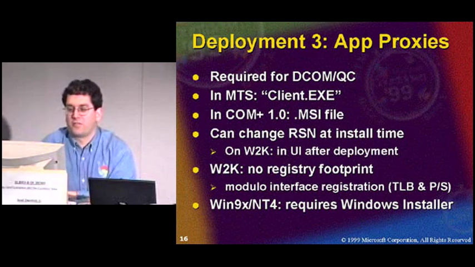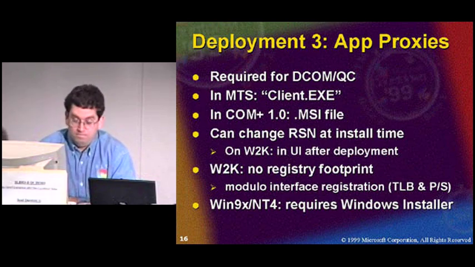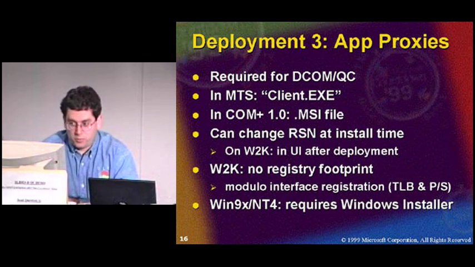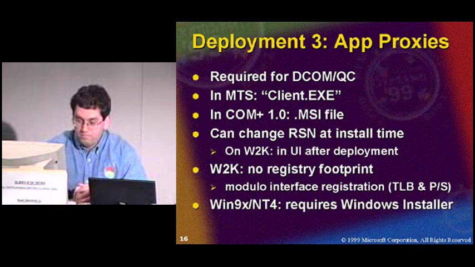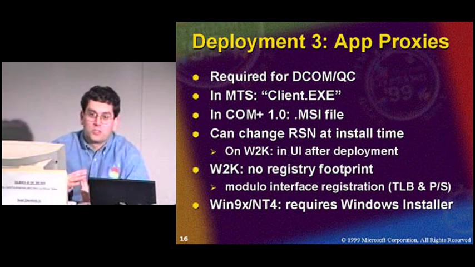In MTS, this functionality was provided using the client executable that was automatically generated whenever you exported a server application. In COM+, there's actually an option that lets you choose what kind of export you want, the server application or an application proxy. The result, when you export an application proxy, is an MSI file that can be used with the Windows installer. It can be run from the command line, just like the client executable. You can right-click on it in the shell, and it'll give you a bunch of options there in the context menu.